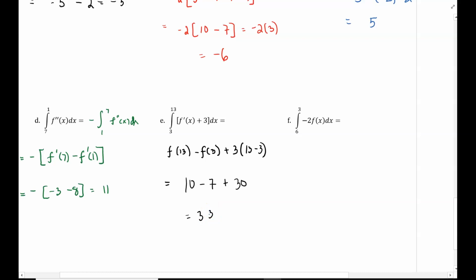All right, and F. The last example here. Please go ahead, pause the video, try this example, see if you can get this solution correct.